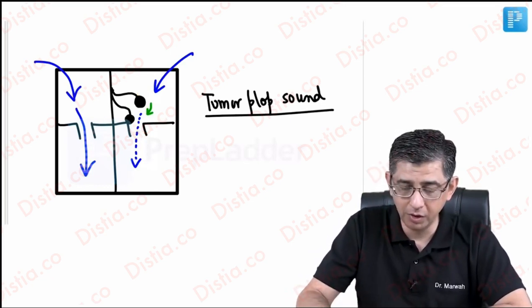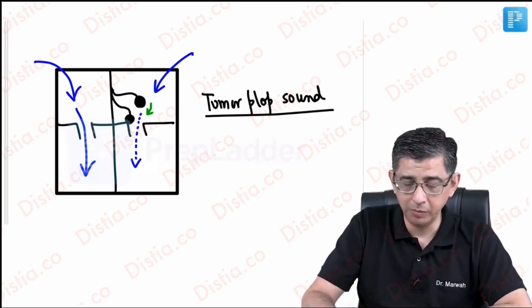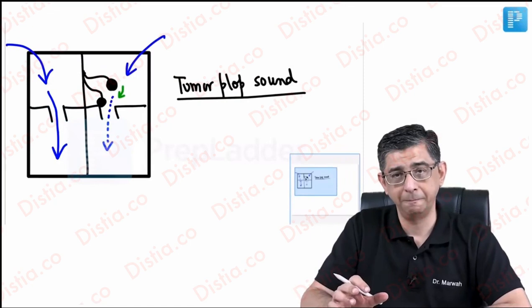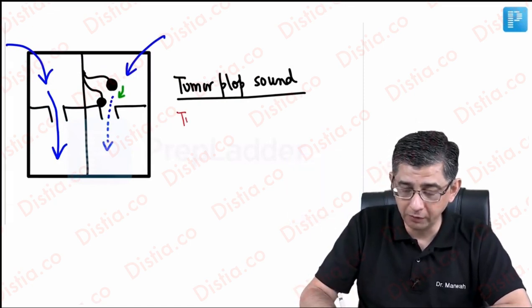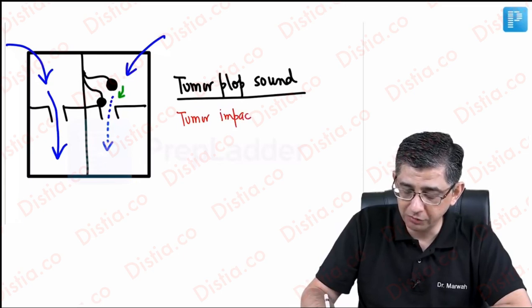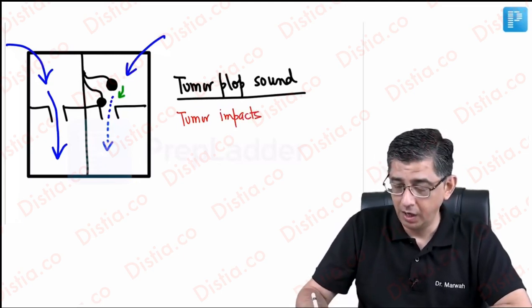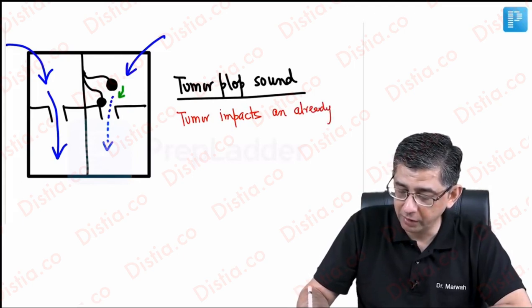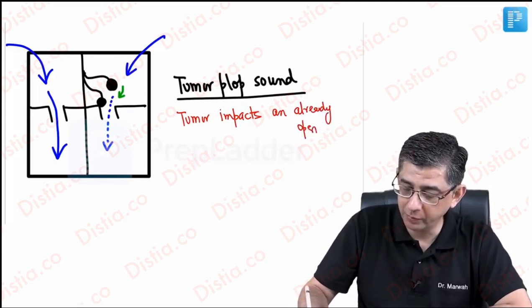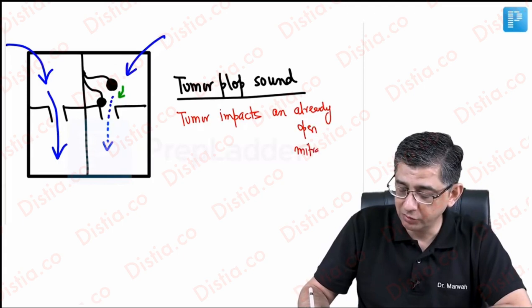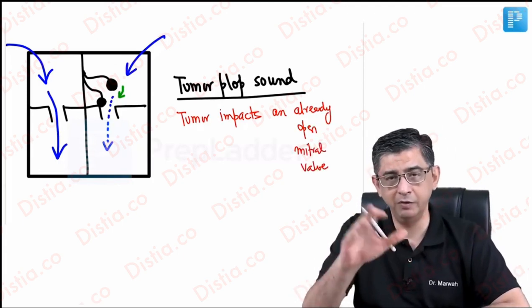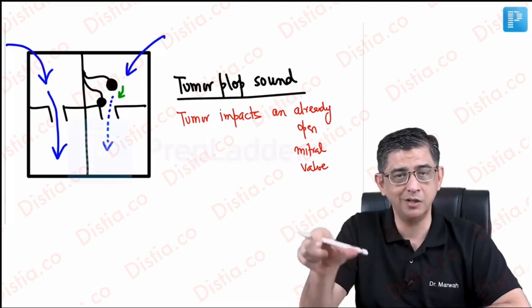What happened here was a simple event. Tumor plop sound always occurs when the tumor goes and impacts the already open mitral valve. Now listen to my words very carefully. I said this is a diastolic finding. The tumor impacts an already, the word is already, open mitral valve. I have jotted down this statement only to sensitize you to the fact that this is a diastolic heart sound, because they will put up questions like these: all are systolic sounds except.